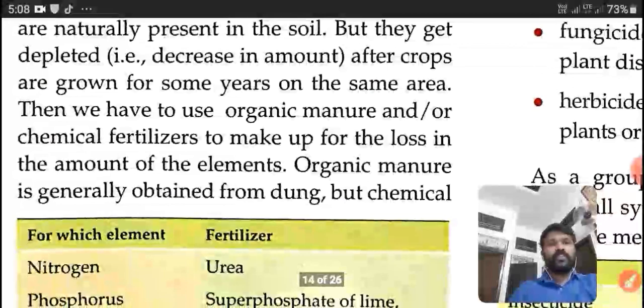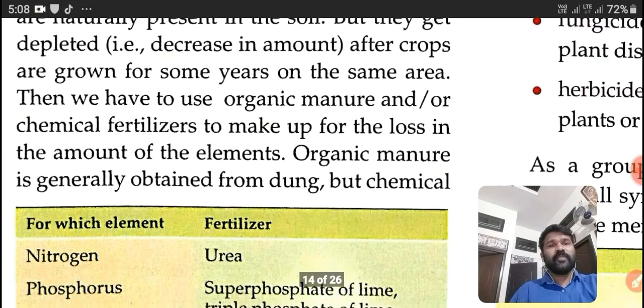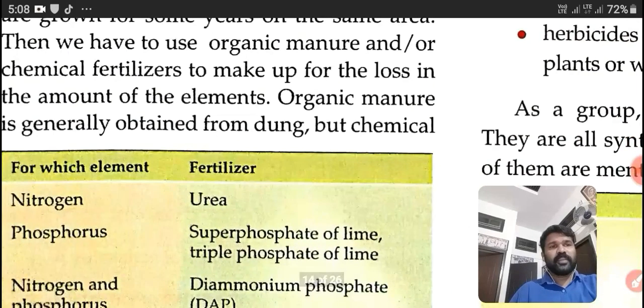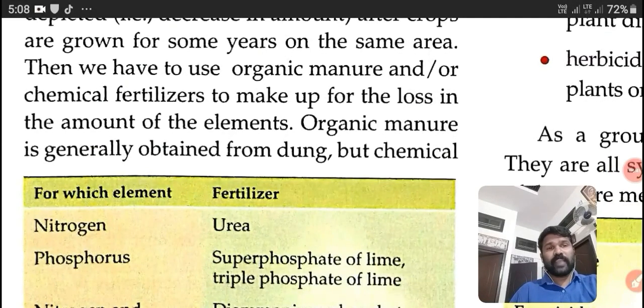Then we have to use organic manure or chemical fertilizers to make up for the loss in the amount of the elements. Organic manure is generally obtained from dung, from the cow. But chemical fertilizers are prepared in factories. Organic manure we can make from cow dung, no problem.